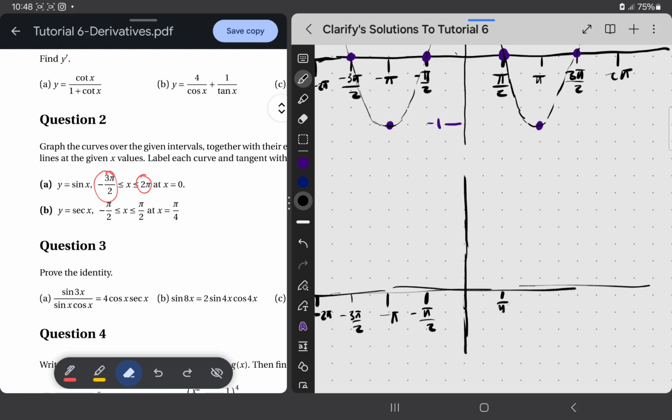Then this is going to be pi over 2. Then here a pi. Then here a 3 pi over 2. Then here a 2 pi. Now, we know it doesn't end at 1. No, that's a different one, because now we're doing the 1 over. Now, how do we do it?